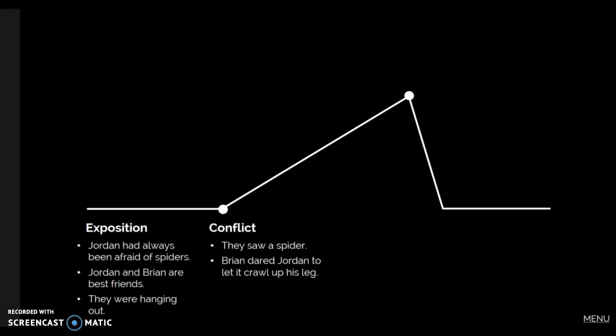So you can imagine here, now Jordan is feeling some stress, right? He has an important decision to make. Should I look like a scaredy cat and run away screaming and crying? Or should I let the spider crawl up my leg? Or should I pick a fight with my friend to distract him from the spider? I don't know. So Jordan's got to make a decision. This is the conflict. Jordan's been dared to do something he's afraid to do. All right, that's conflict.